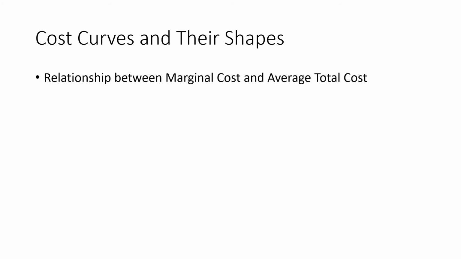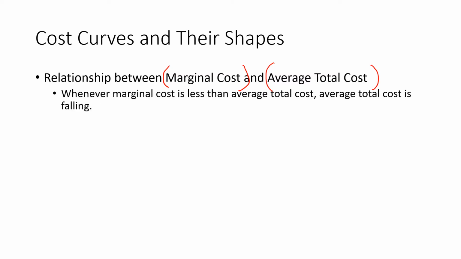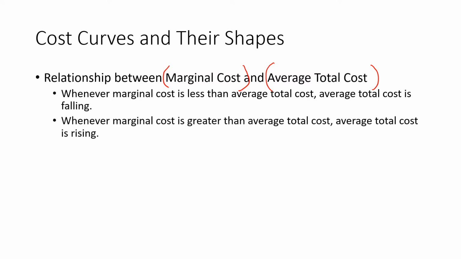Then there is also a relationship between marginal cost and the average total cost. What is that relationship? Marginal cost will always cut the average total cost at its minimum. Let's read that. Whenever marginal cost is less than the average total cost, the average total cost is falling. Alright? And whenever the marginal cost is greater than the average total cost, the average total cost is rising. So we also need to understand that graphically, without a graph, this concept will be a bit difficult.